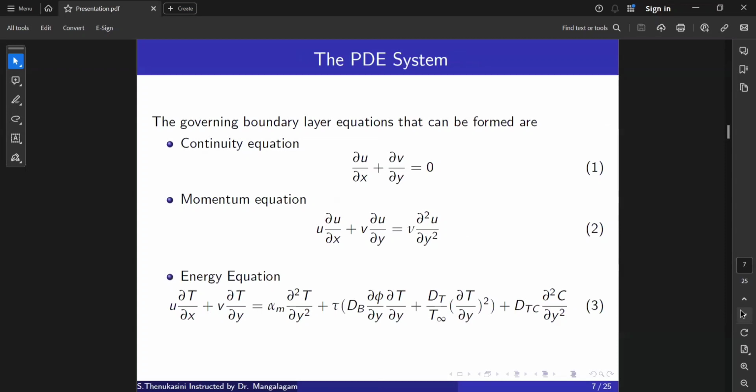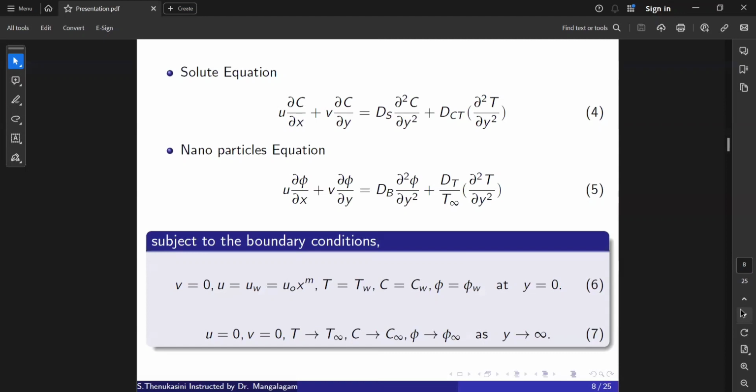Boundary layer equations consist of continuity equation, momentum equation, energy equation, solute equation, and nanoparticle equation. Continuity equation describes the conservation of mass. Momentum equation describes the momentum of nanofluid. Energy equation describes the conservation of energy. Solute equation describes the conservation of solutal concentration, and nanoparticle equation describes the motion of nanoparticles within the nanofluid. These boundary conditions will help to solve the above five equations. These five field equations are partial differential equations.